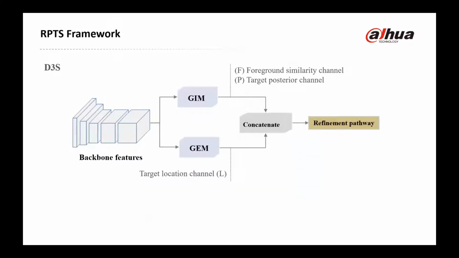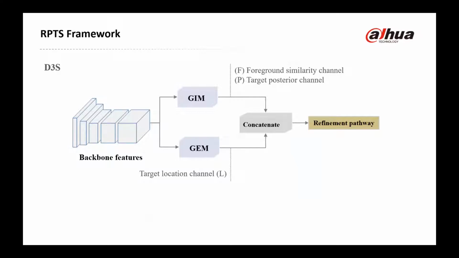Since VOT2020 understands the target region with a segmentation mask, we propose to equip the RPT framework with a modified D3S, which narrows the gap between VOT and VOS. The original D3S is constructed with 2 discriminative visual models followed by a refinement pathway.